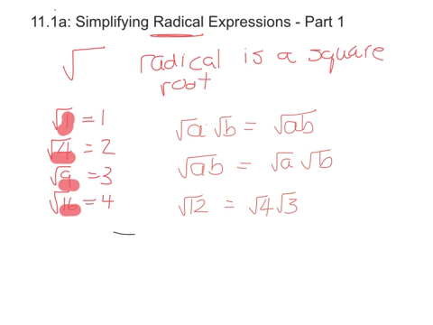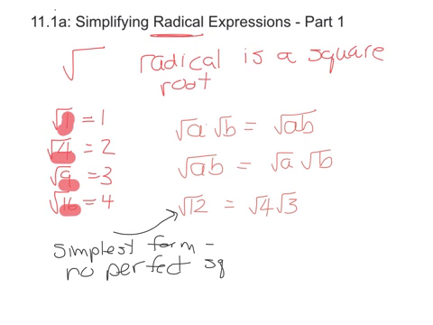And when we see a number like rad 12, it is not in its simplest form. For a radical to be in simplest form, we have to make sure that there are no perfect square factors. So as we break it down into its factors, we have to make sure none of them are perfect squares. If they are, we're going to simplify them. So rad 12 does have a perfect square factor. Two of its factors are rad 4 times rad 3.